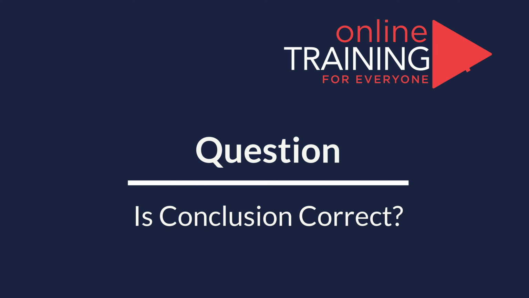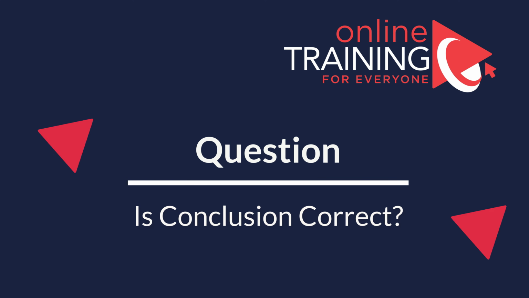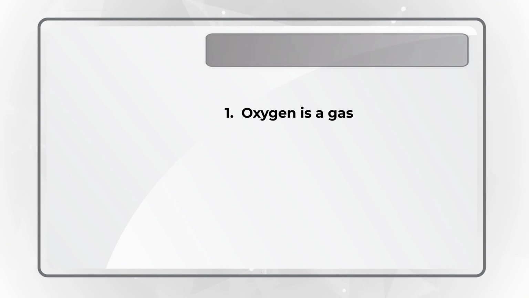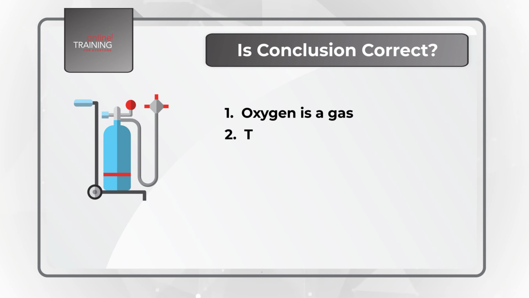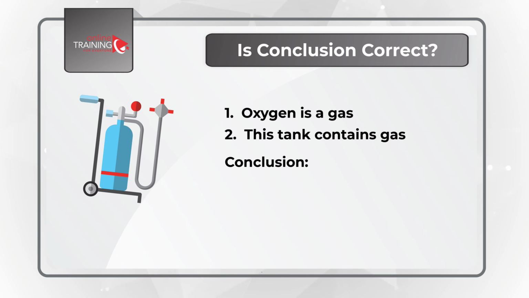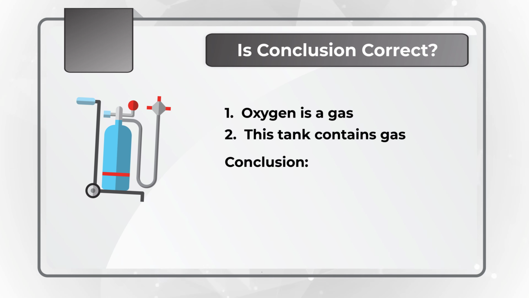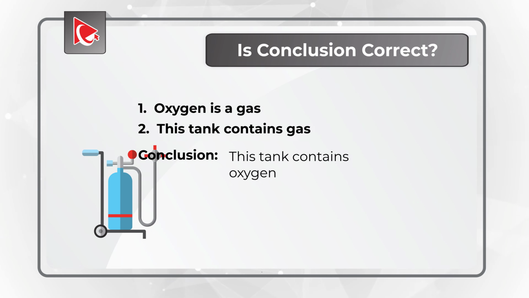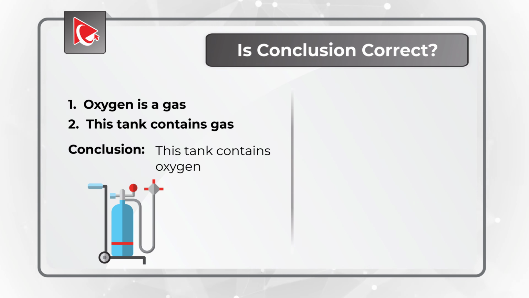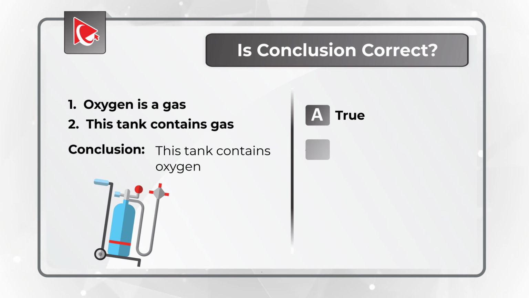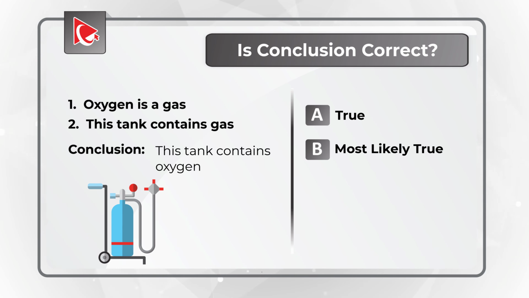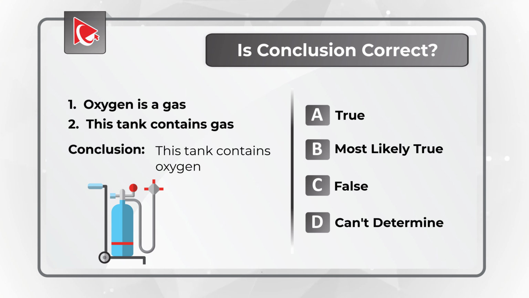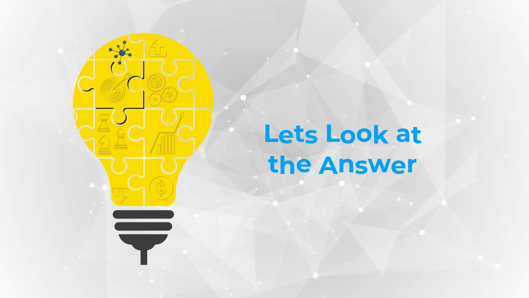Let's look at the question where you need to come up with the logical conclusion. Oxygen is a gas. This tank contains gas. Conclusion that was drawn based on these 2 statements is that this tank contains oxygen. You need to determine if this conclusion is correct, and your choices are choice A, true, choice B, most likely true, choice C, false, and choice D, cannot determine. Do you see the answer?